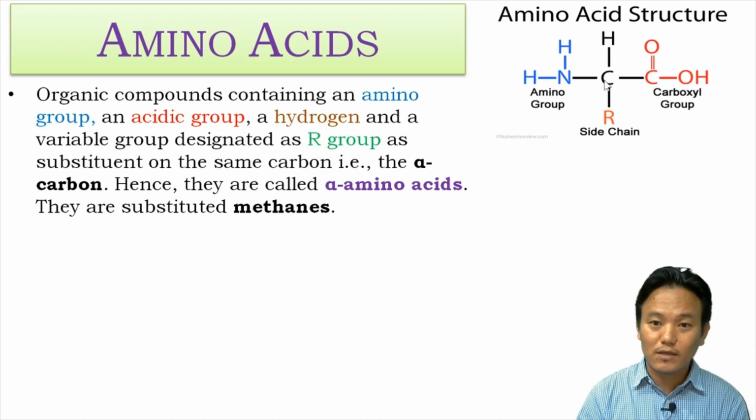On the same carbon we have how many groups? Amino group, and an acidic group, the COOH group, the carboxyl group. COOH is an acidic group, right? And then we have a hydrogen, and then we have a variable group designated as R group.